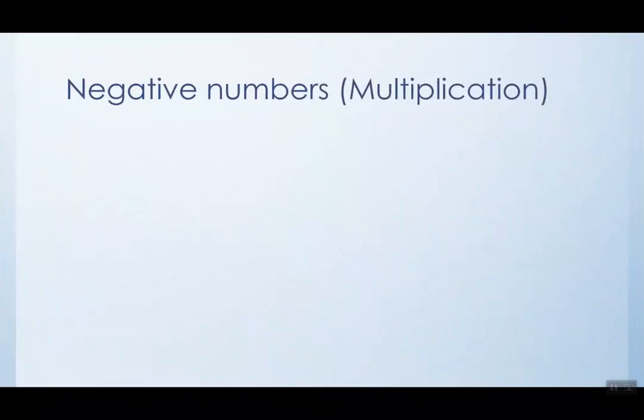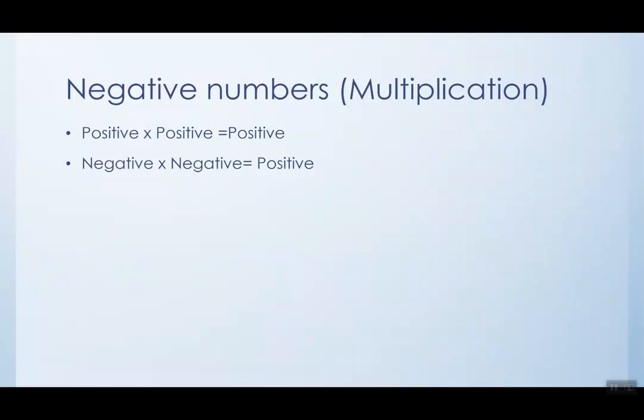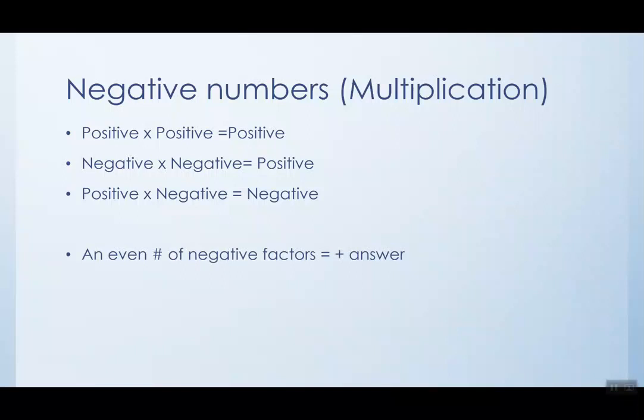Let's go on to multiplication. With multiplication, we can go back to looking at the signs. So a positive times a positive is positive. A negative times a negative is also positive. But a positive times a negative will give me a negative. I kind of look at how many negatives I have. So if I have an even number of negative factors, I'm going to get a positive answer. Think about it as like pairs, right? So the pairs cancel out and become positive. But if I have an odd number of negative factors, then my answer is going to be negative.